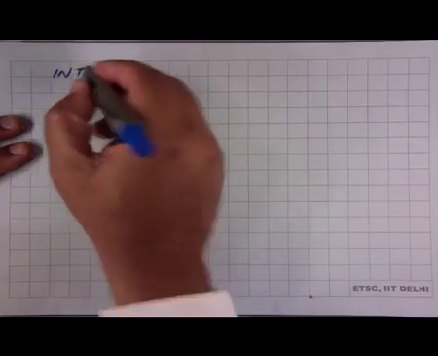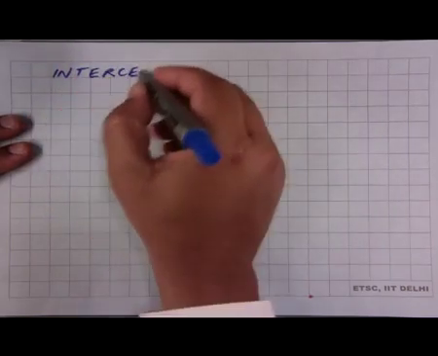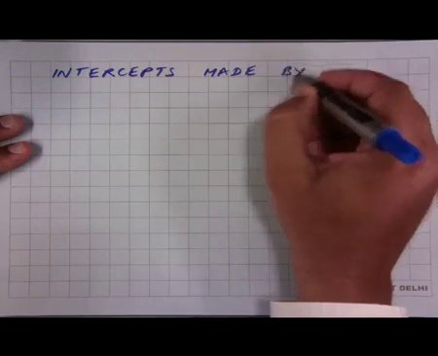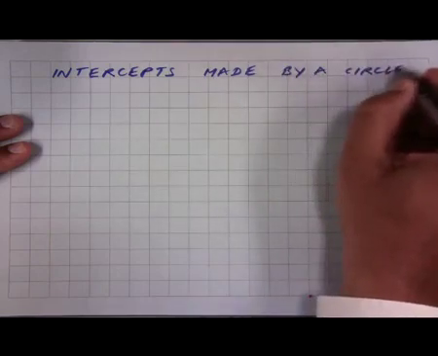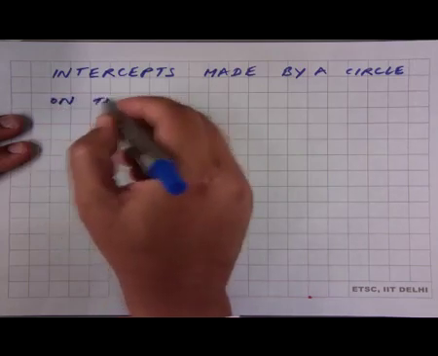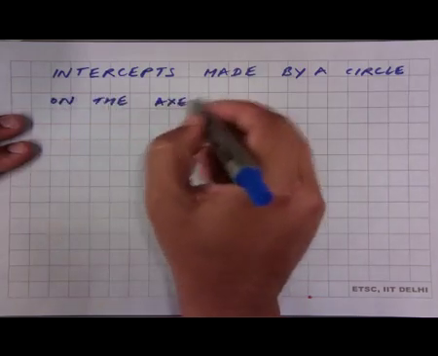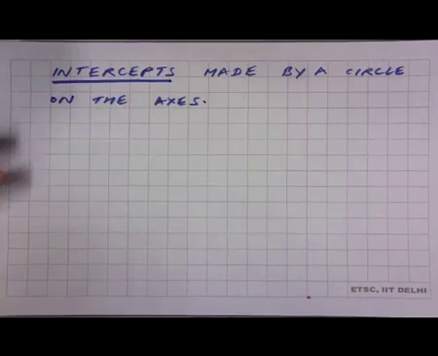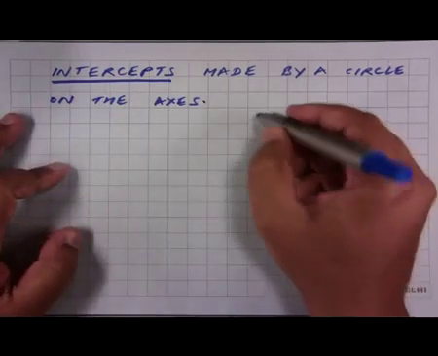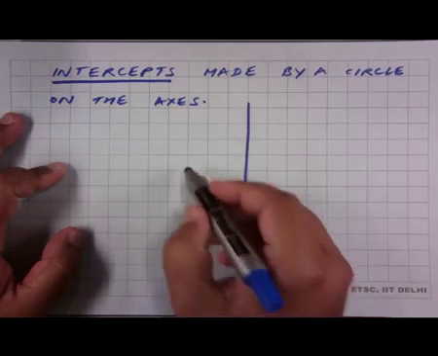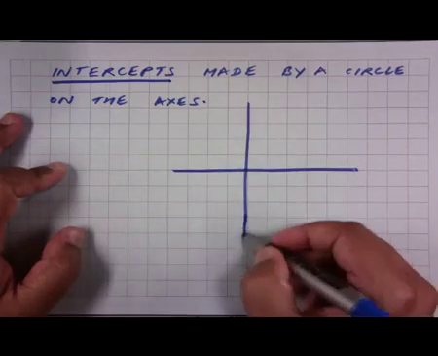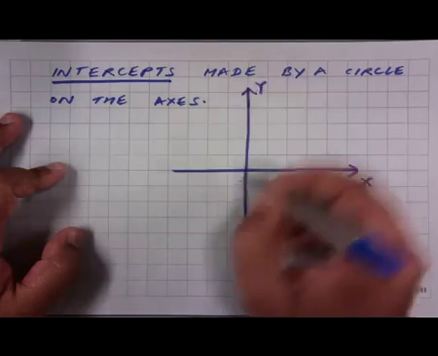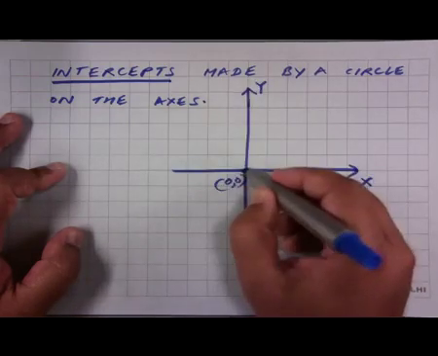So, the next topic is how to find out the intercepts made by a circle on the coordinate axis. So, let us see what we mean by intercept. Suppose this is the x axis, this is the y axis, we have the origin here.